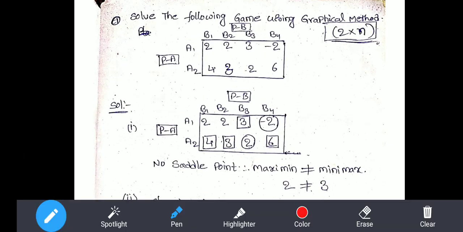Next will be an example for understanding the concept of the graphical method. Here the matrix is given with 2 rows and n number of columns. So first will be finding the saddle point.